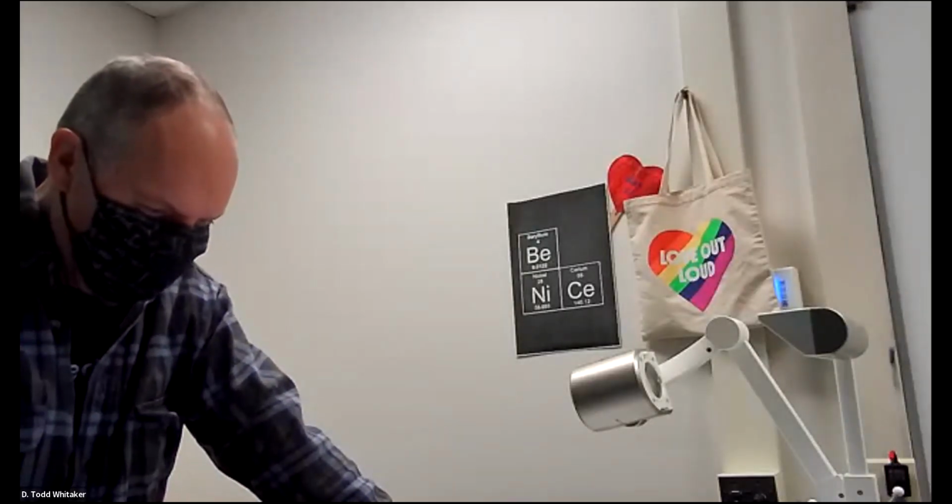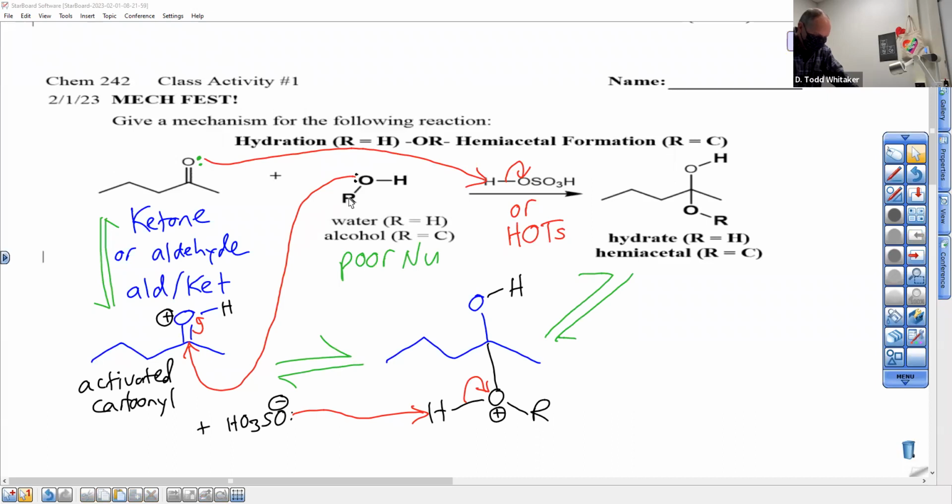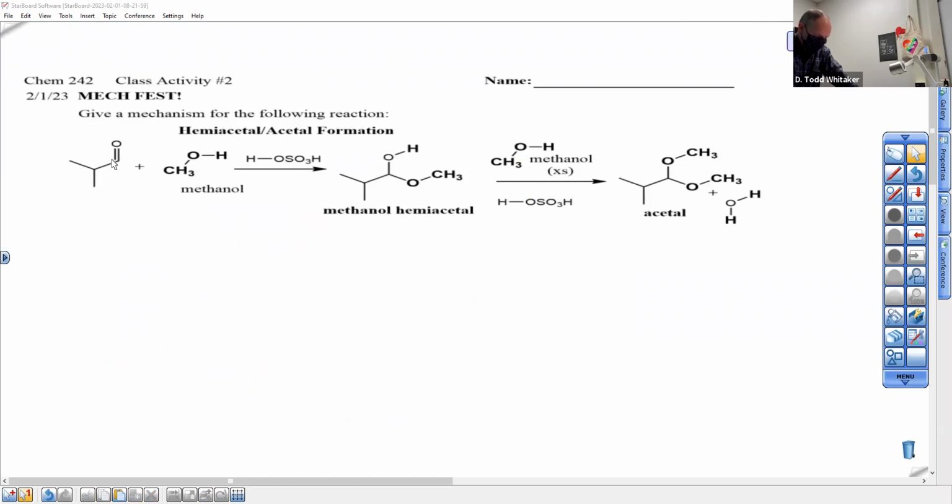All right, we're continuing our MechFest. We're going to do hemiacetal again, this time with a specific example. Here we put a carbon group there, so R is equal to carbon from our previous page, so CH3. And I changed up the ketone to an aldehyde, but that doesn't really change anything. And what's your first step?